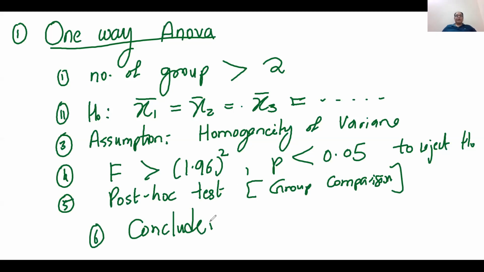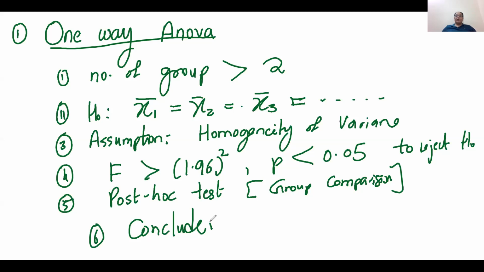If you see all the conditions, one-way ANOVA is applicable when the number of groups is more than 2, and the means of all the groups are assumed to be equal. And here we are testing the null hypothesis with the assumption of homogeneity of variance. Homogeneity of variance means the variance of all the groups is the same. This is the assumption of the ANOVA.